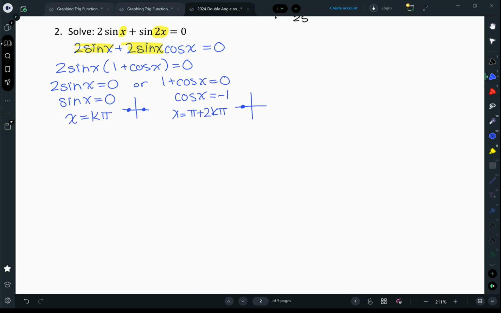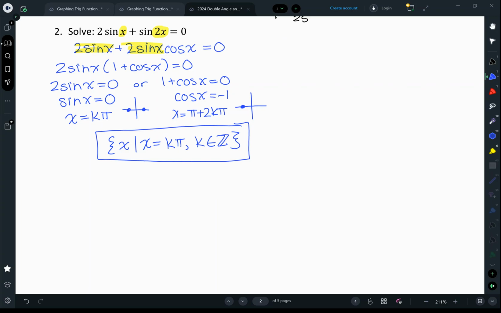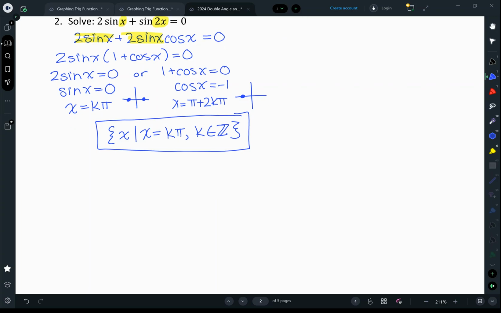All right, and then we can see that we end up with x equals k pi for the sine equation and x equals pi plus 2k pi for the cosine equation. And k is an element of z, so I'm going to combine these into one set notation, x such that x is equal to k pi, and k is an element of z. And these overlap each other, so we don't need to have both formulas, we just have the one formula. All right, let's take a look at the next example.